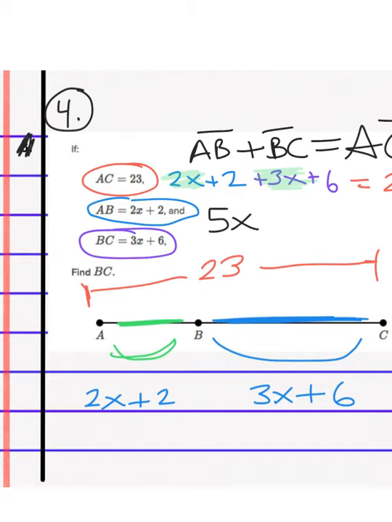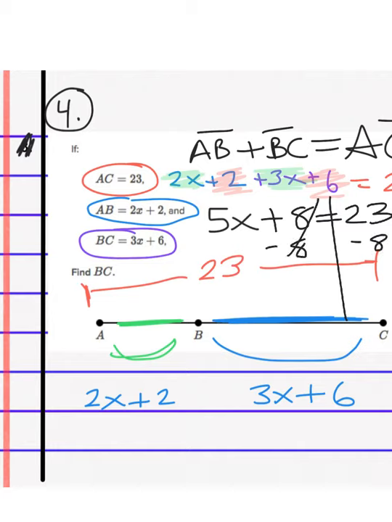Okay, combine your constants. 2 and 6 make an 8. So 5x plus 8 equals 23. Then this is just a baby 2-step equation. You're going to solve it. So what should you do? The opposite of adding 8, minus 8, minus 8. And you can use a calculator if you want to. 23 minus 8, 15. Divide by 5. And x is 3.